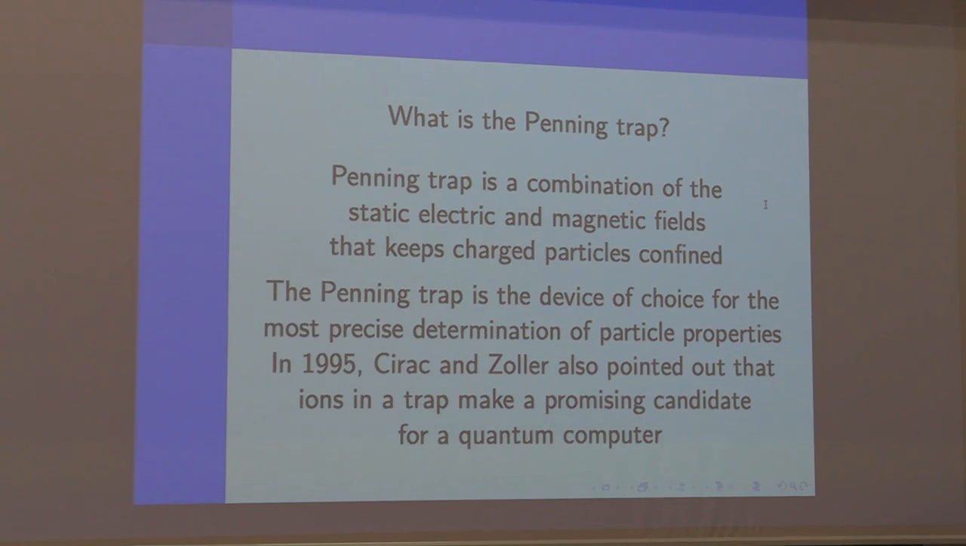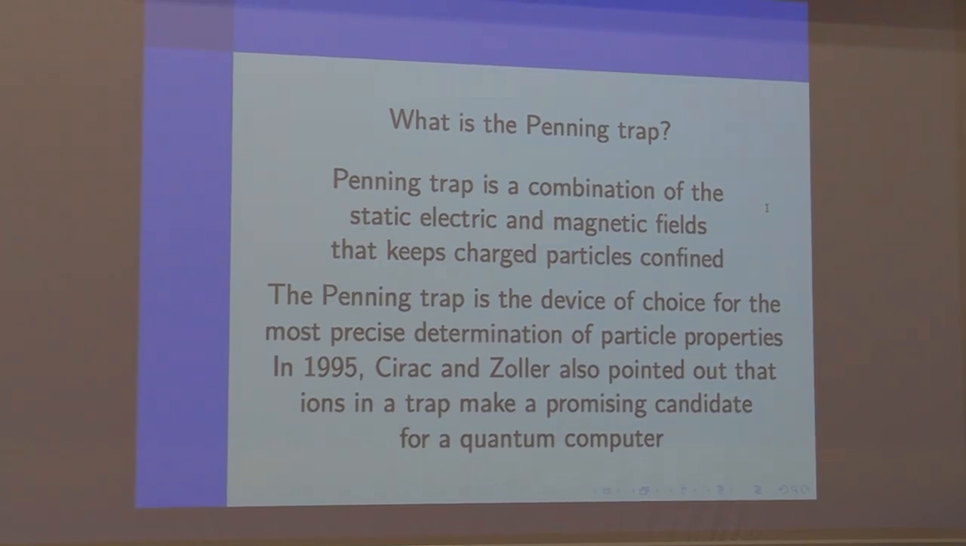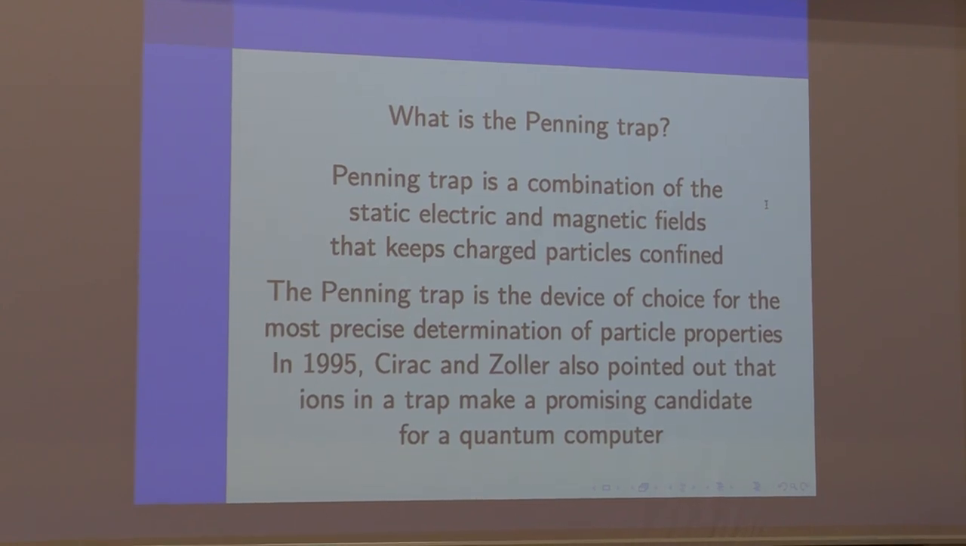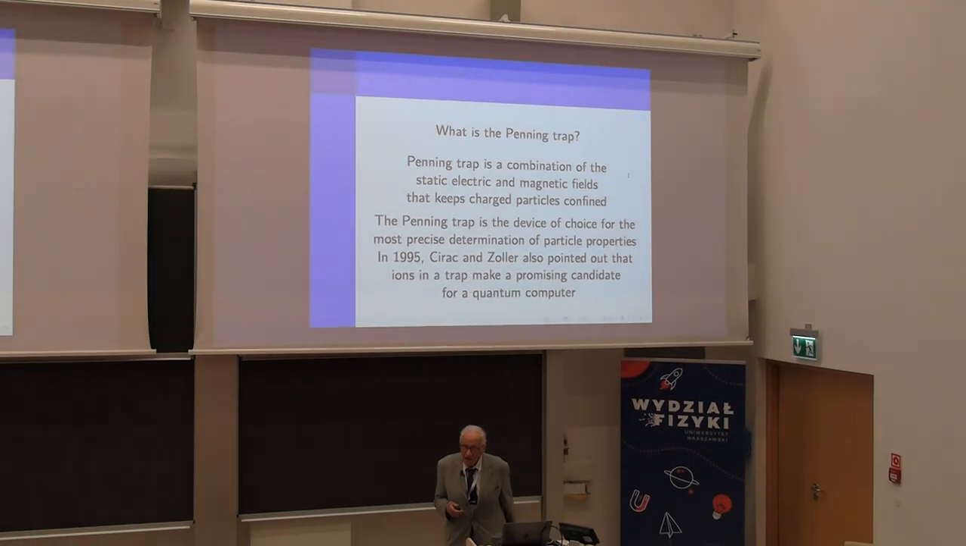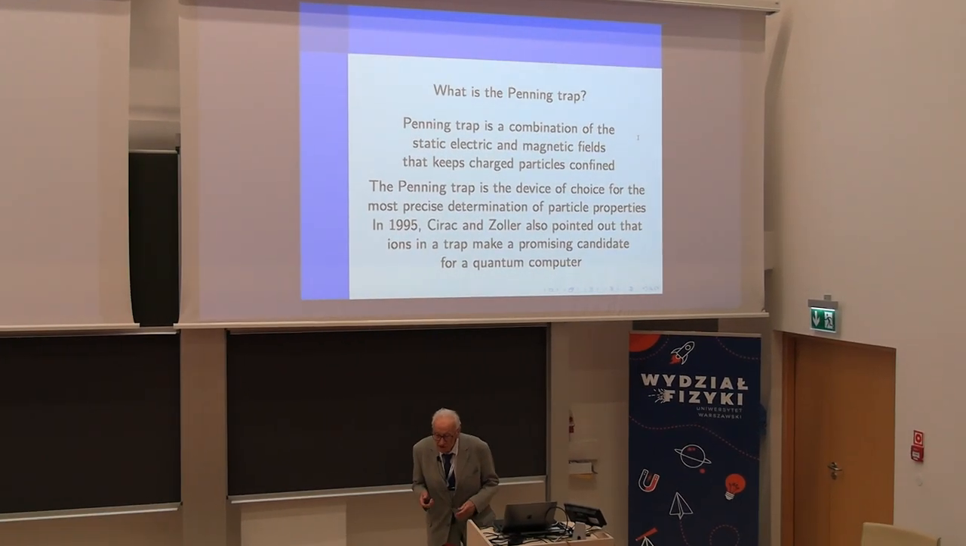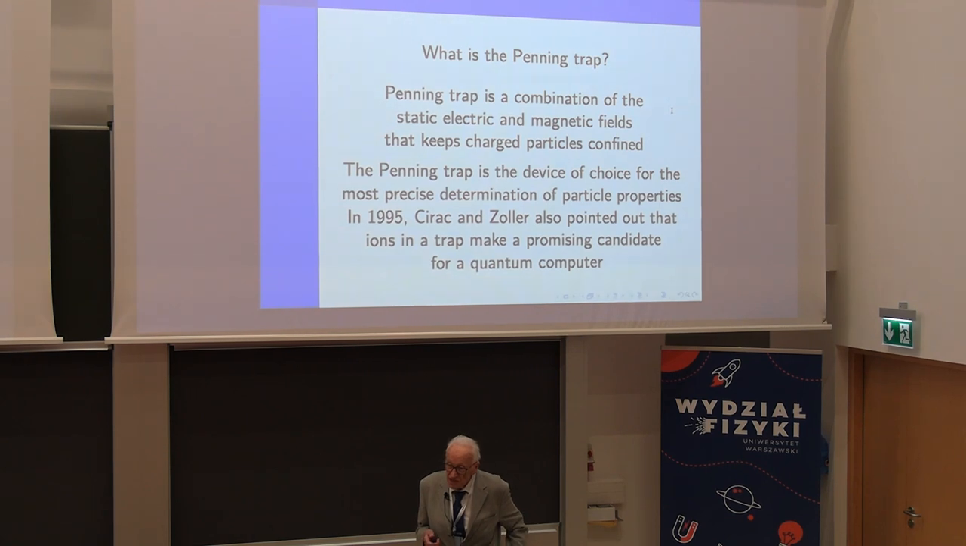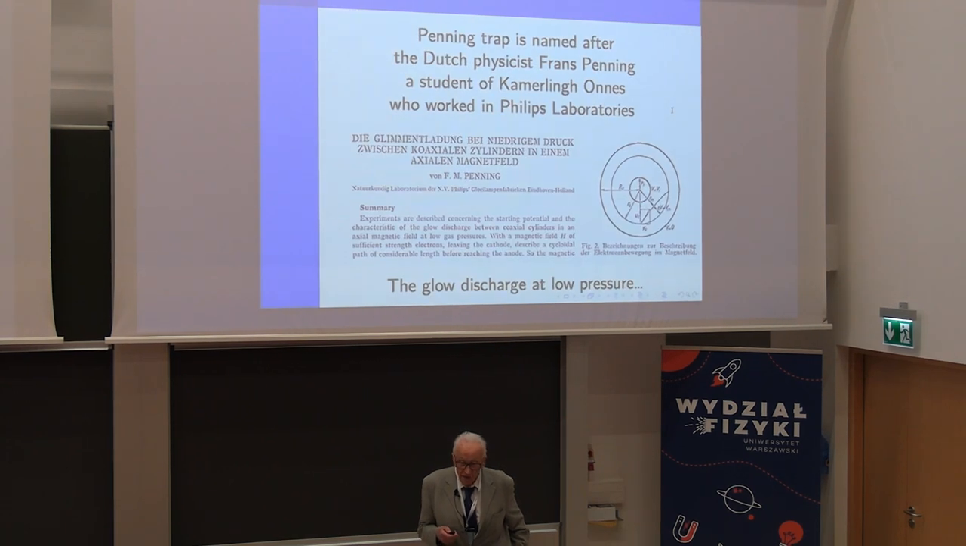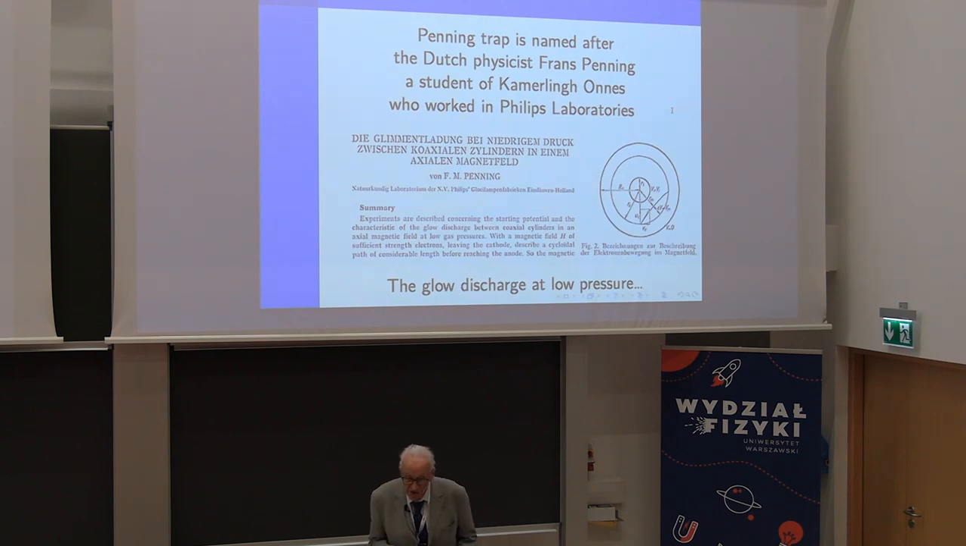The Penning trap is a very simple device as far as the concept is concerned. It could be understood by first year students of physics. It's a trap that is keeping particles inside by a very elementary combination of magnetic and electric fields. It is a highly popular example. It was also proposed as a possible promising quantum computer. Now, it was named after Frans Penning, who was a Dutch physicist.